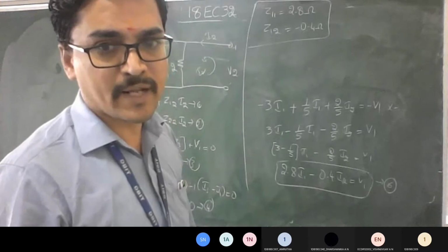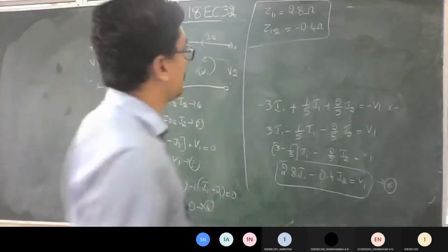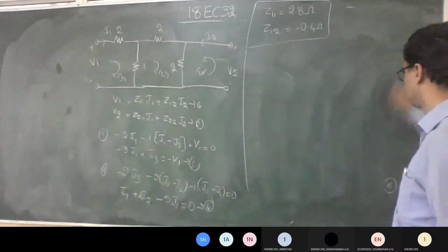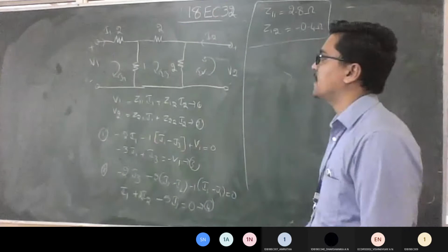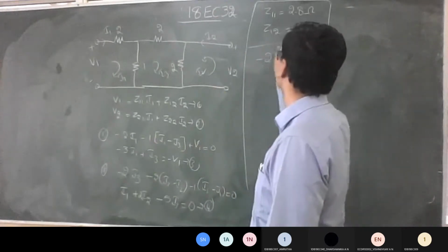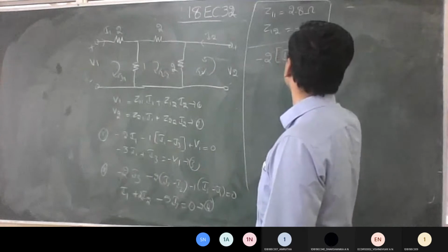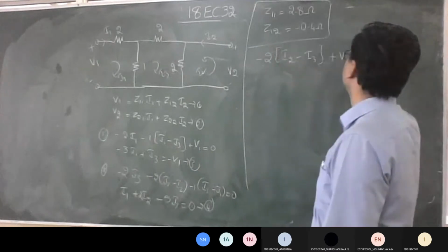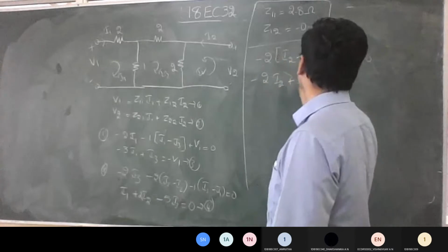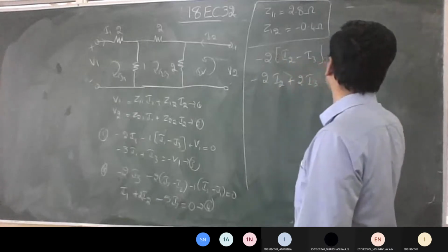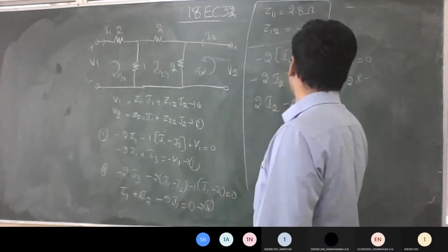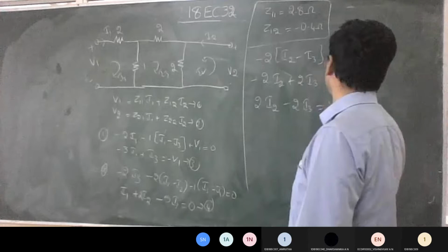So proceed. Apply mesh analysis for this last mesh, mesh 3. So now you should tell me the answer. It's only one concept. It's minus 2 I2 minus I3 plus V2 equal to 0. So it's minus 2 I2 plus 2 I3 equals to minus V2. Let me multiply by minus here. So this becomes 2 I2 minus 2 I3 is equal to V2.